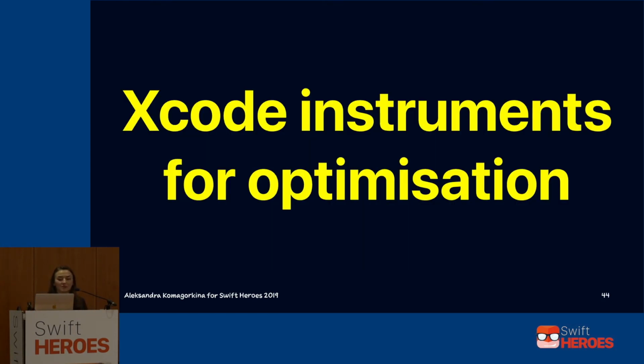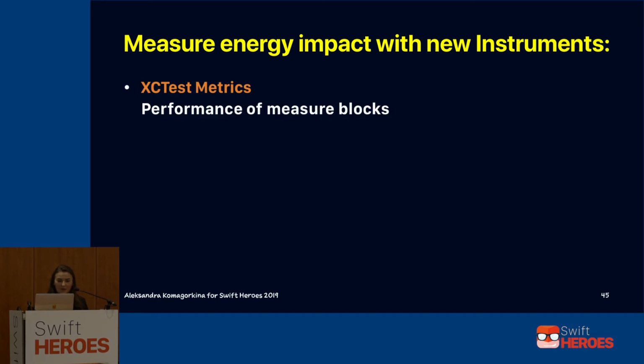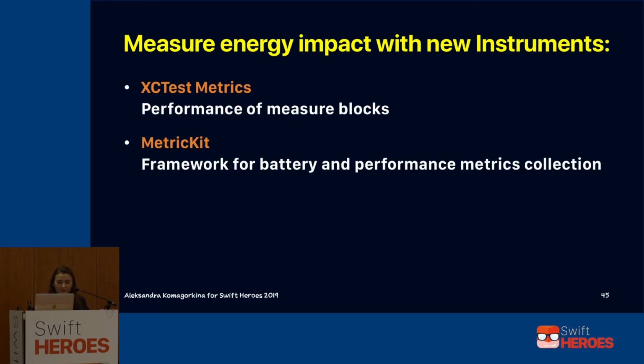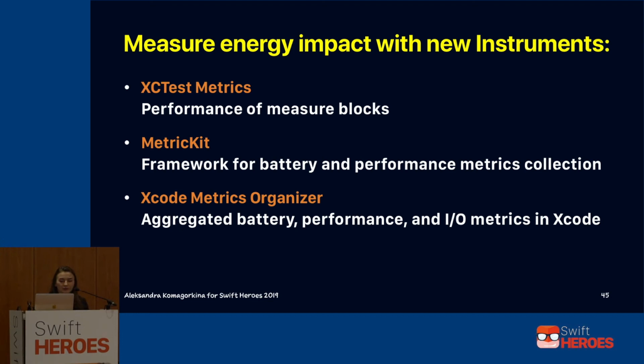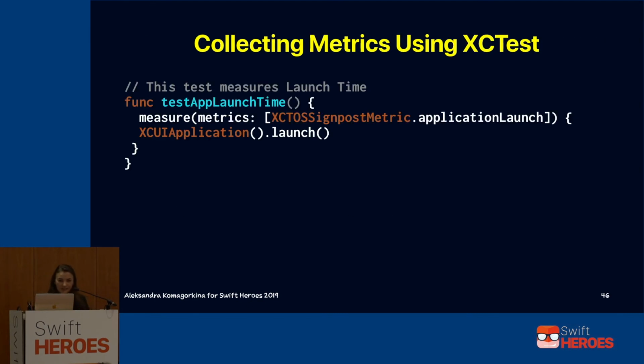Also, we have Xcode Instruments for optimizations. And what is great now is that we have MetricKit, which is really cool, and the Xcode Metrics Organizer. These tools are good for making your app performance better, and they're pretty easy to adopt. This is just an example of metrics that you can collect. For example, this test will measure launch time. It's very easy, nice, and good to start with.